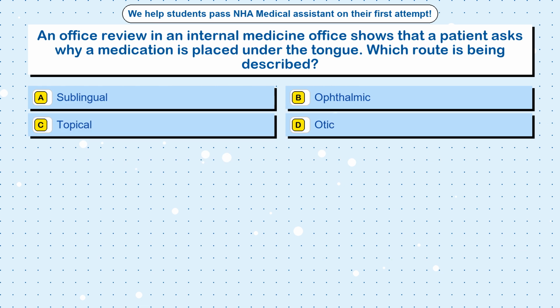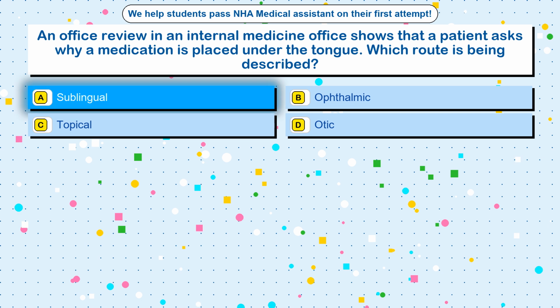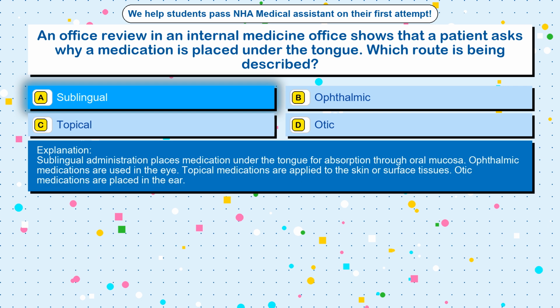Question 53. An office review in an internal medicine office shows that a patient asks why a medication is placed under the tongue. Which route is being described? Option A, sublingual. Option B, ophthalmic. Option C, topical. Option D, otic. The correct answer is option A, sublingual. Sublingual administration places medication under the tongue for absorption through oral mucosa.